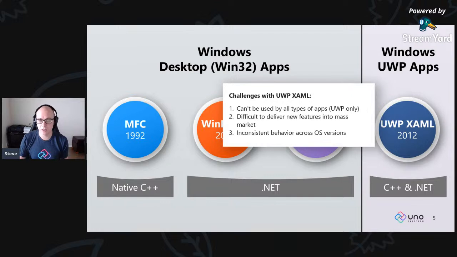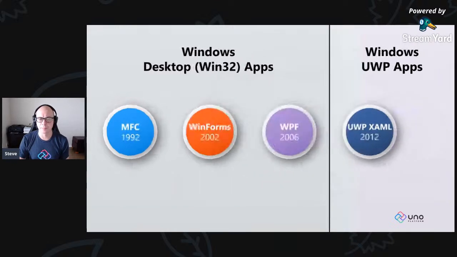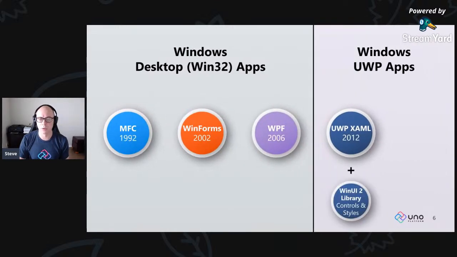And lastly, because UWP XAML ships, like I said, within the operating system itself, you can get inconsistent behavior across versions. So if you have certain controls or certain features like x:Bind again, it may behave differently on different versions of Windows. So it's really a compatibility headache. And that's where the WinUI library comes into play and came to be.